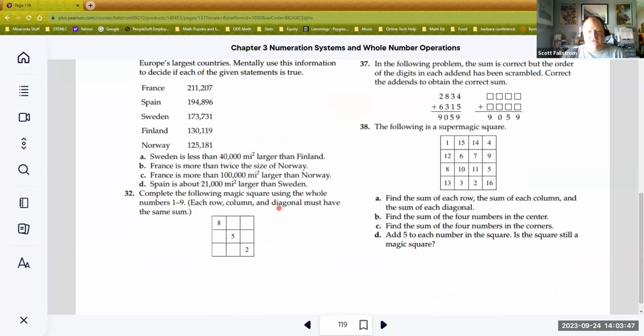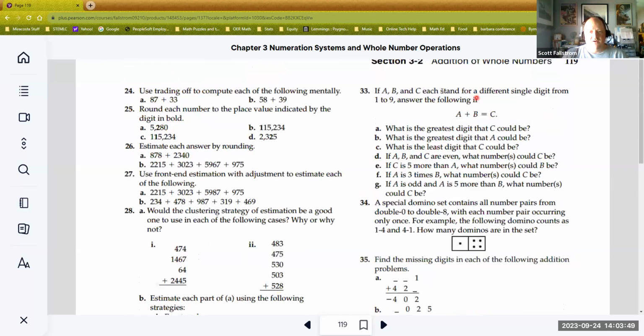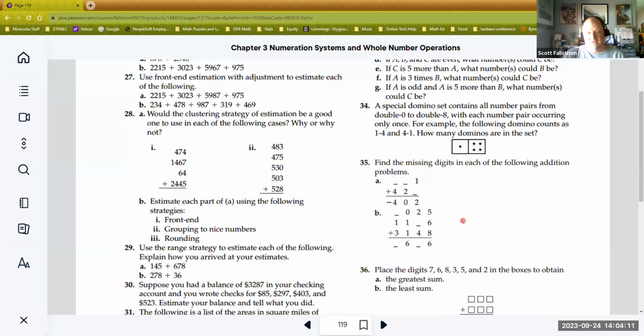Let's see here, estimating, magic square. Here we have single digits. This is a great question. 33, like if you're looking to study, 33 is a fantastic one. What's the biggest digit that C could actually stand for, right? What's the greatest digit that A could be as we're doing it? Because again, it has to be a single digit from 1 to 9. So that thinking is fantastic.